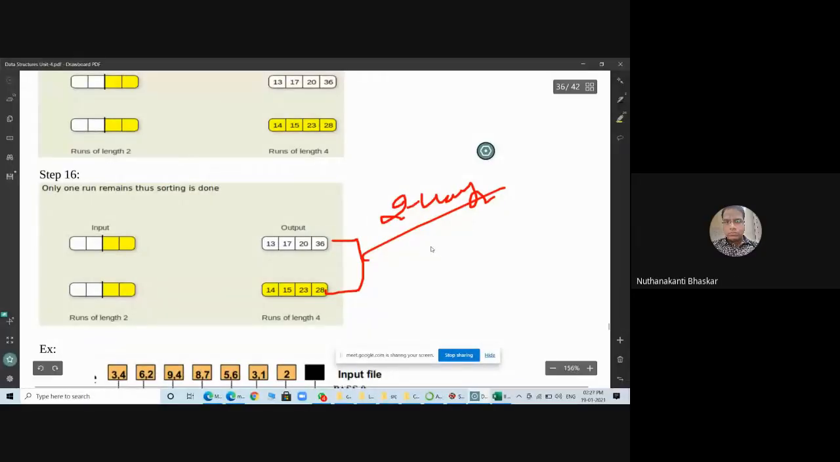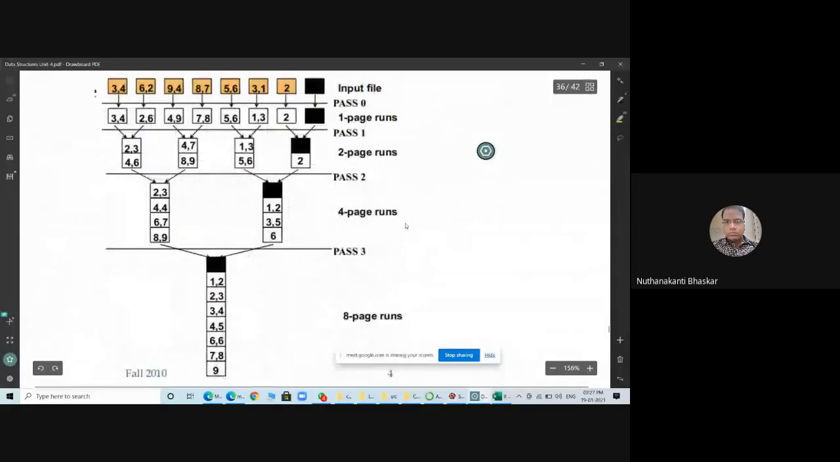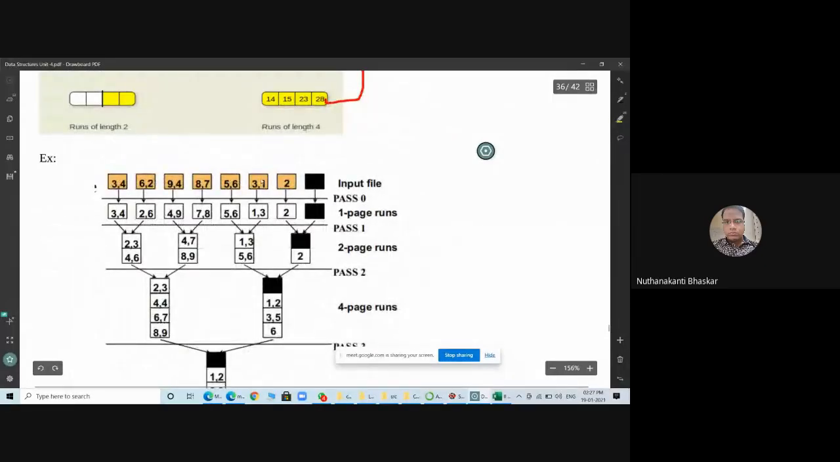Now, the same thing I can represent in one diagram. Here, two-way. Here, 3, 4, 6, 2. This is the input data, the input file.